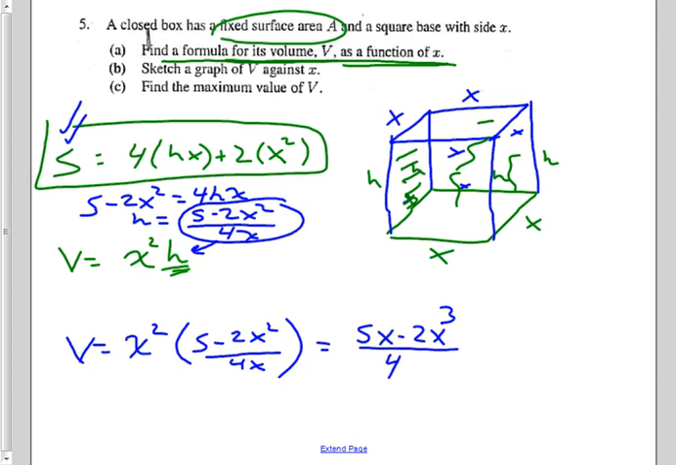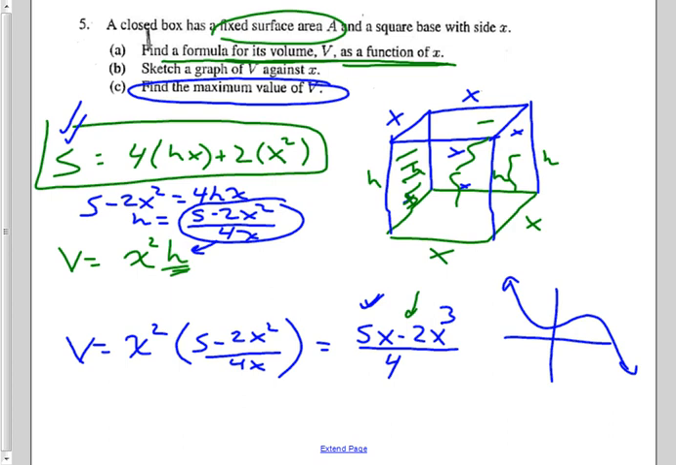Then it says sketch a graph of v against x. Well, since we don't know the surface area, it's going to be hard to get a good sketch of that. But let's just think about what type of graph we're looking at. This is going to be a cubic, where its leading coefficient is negative. So we're going to get something that looks like that. And we want to find the maximum value of v.